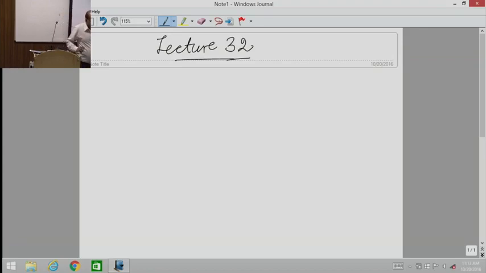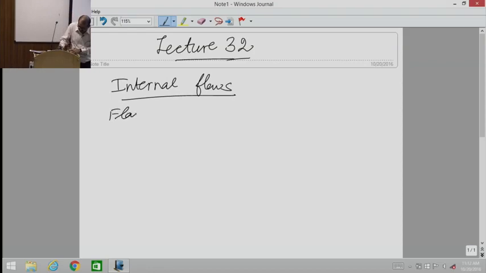Okay. So today, till the last class we have seen dimensional analysis. Today we will see internal flows. That is, we will see mainly flow in pipelines.